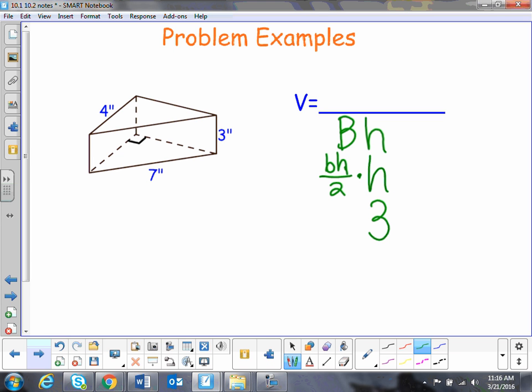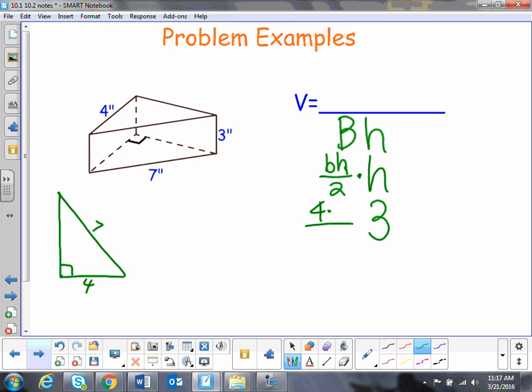The base is not 7, y'all. What's the shape of the base? What kind of triangle? A right triangle. So let me draw that over here for y'all. Draw your right triangle off to the side. Everybody do that right now because you just gave me the wrong number. So what is this? 7? And then what else do we know? 4. So what's the base? 4. The base is 4.